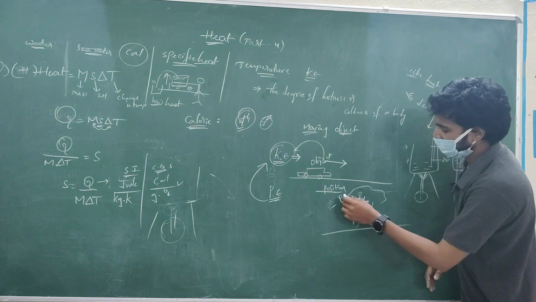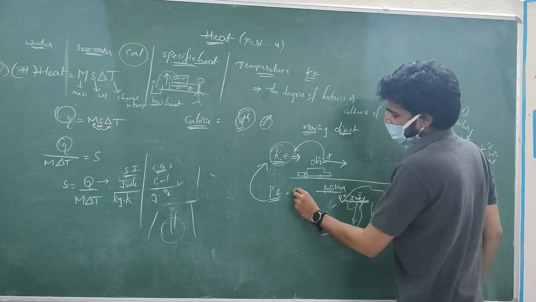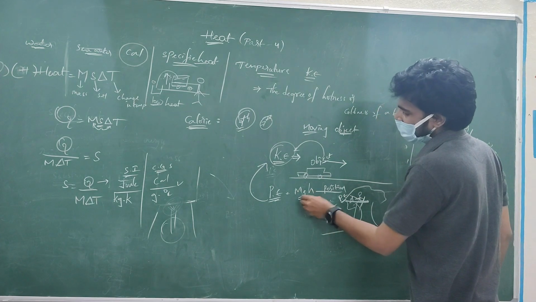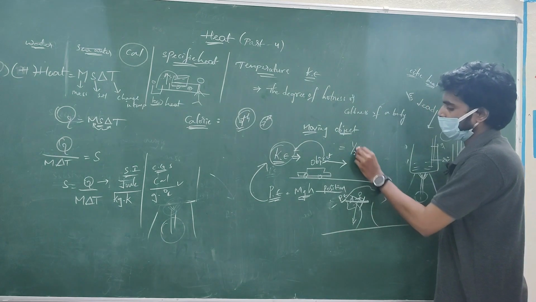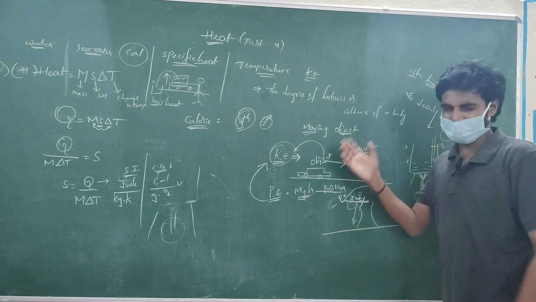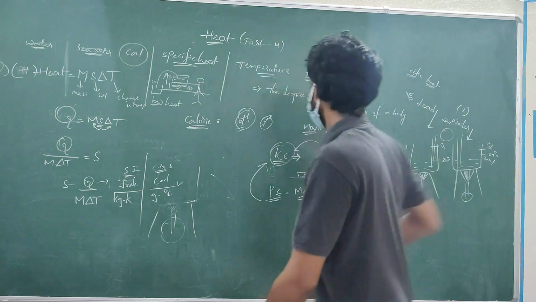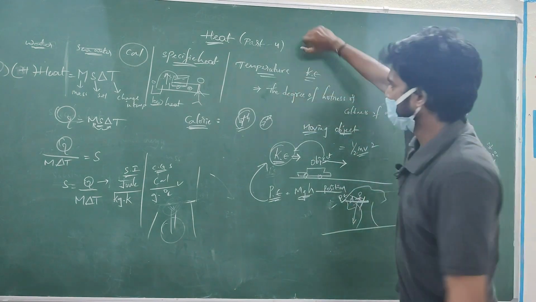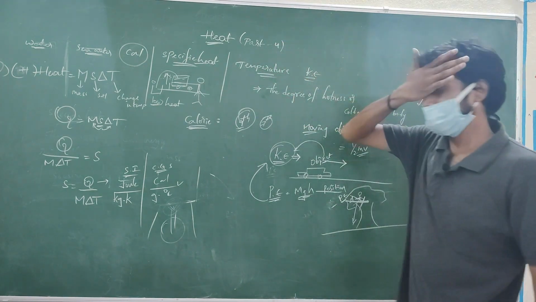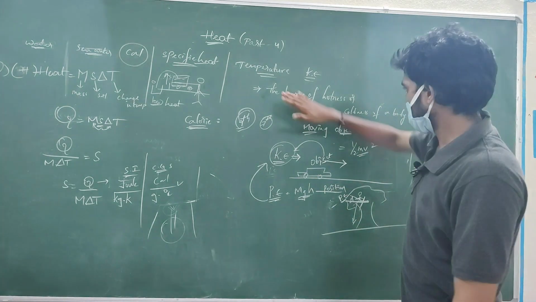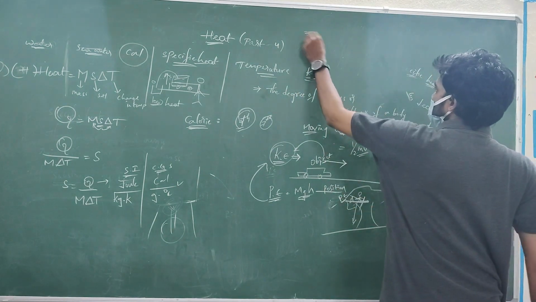Normally potential energy has a formula. Potential energy is equal to mgh, and kinetic energy also has a formula, half mv square. We'll deal with those things later. These formulas are not that important here. But coming to temperature and kinetic energy, let me tell you a little bit interesting thing here.